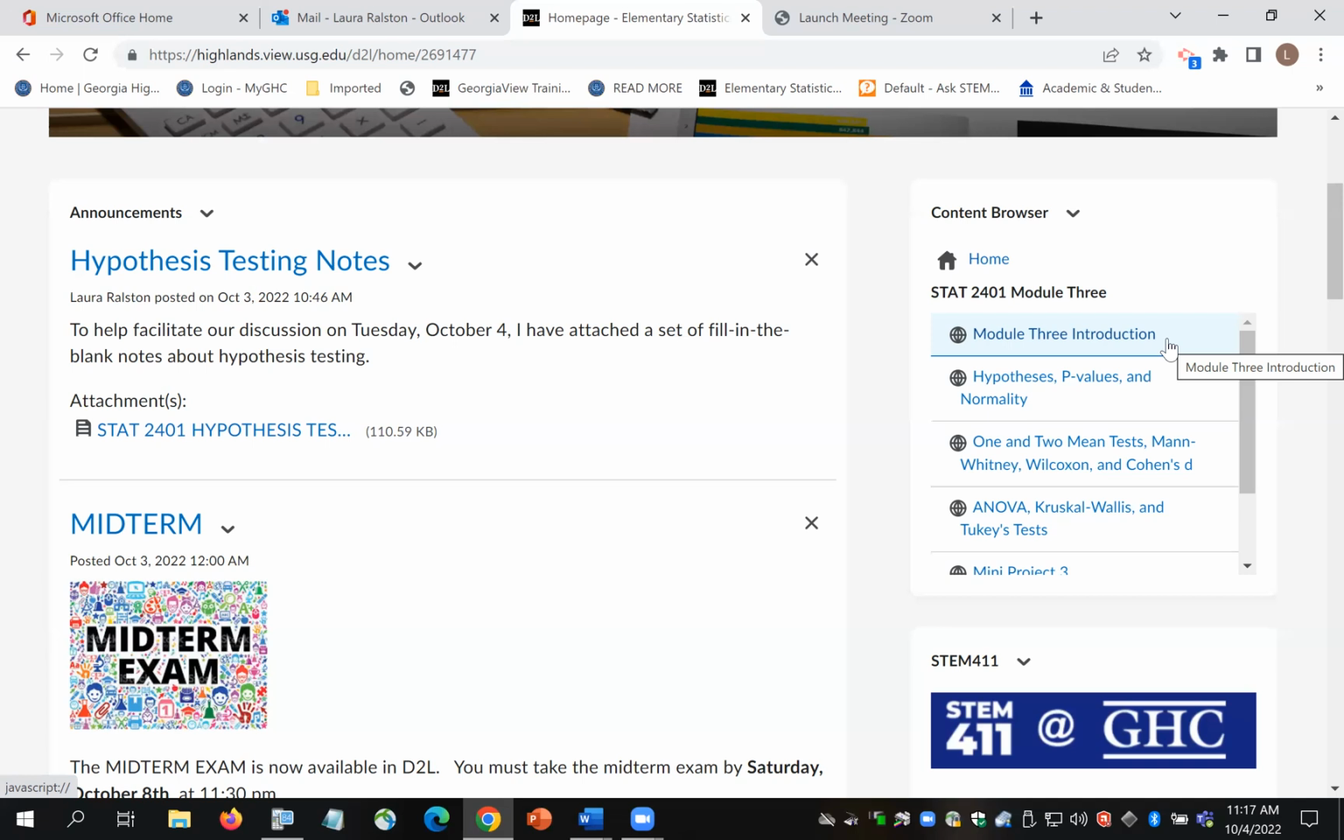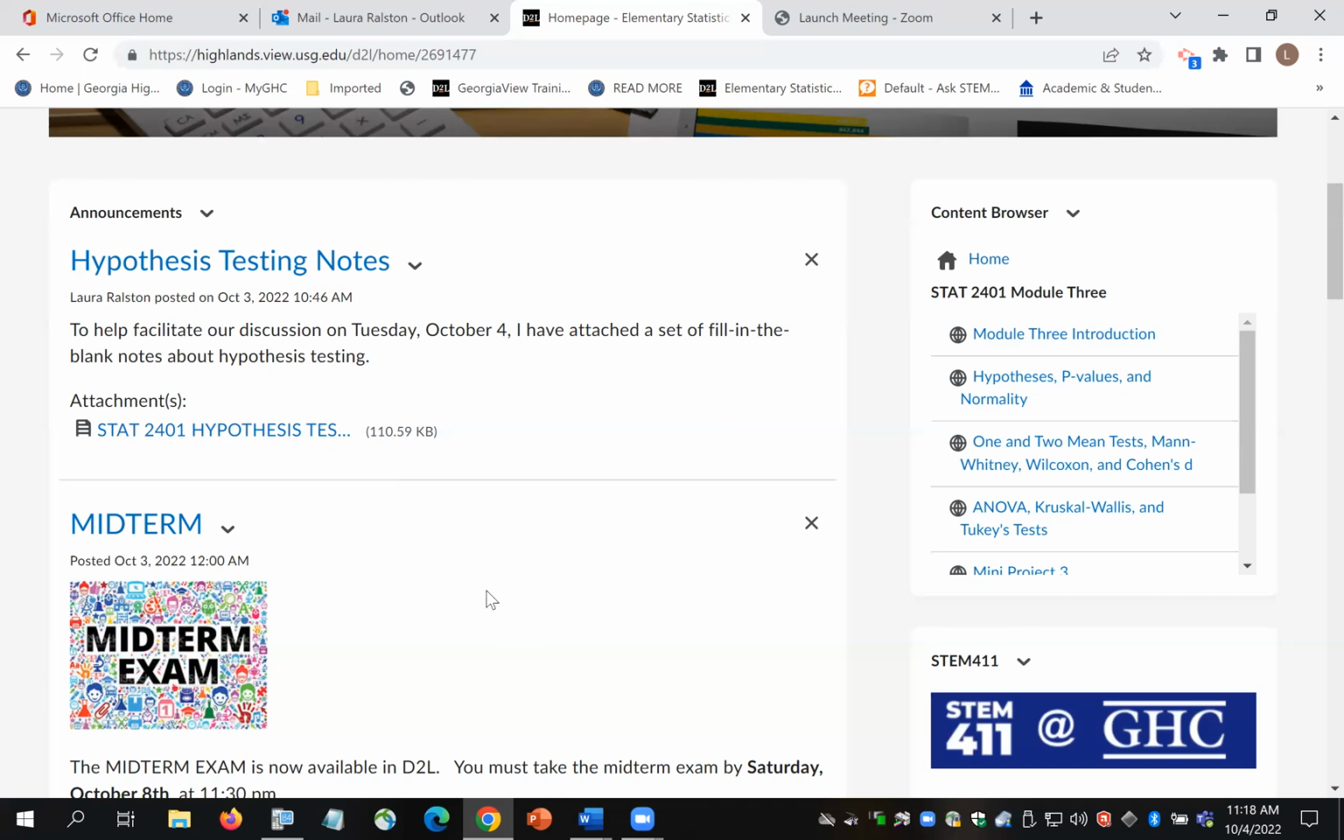I do want to go back and review the hypothesis testing process. In that discussion that we're about to have, we're going to talk about hypotheses and p-values. We will talk about normality on Thursday. To facilitate our discussion, I posted yesterday morning a set of fill-in-the-blank notes that I used in the summer of 2020 when we were forced to go to remote learning at the last minute.